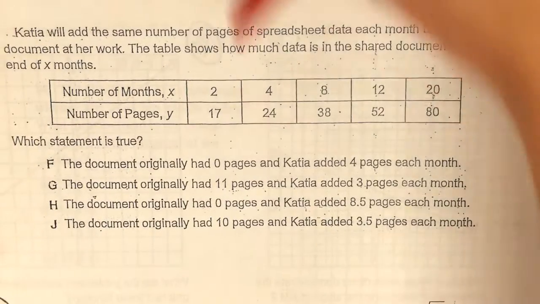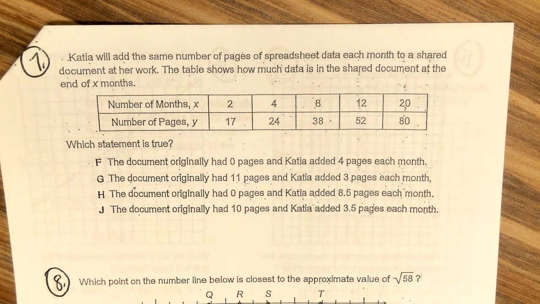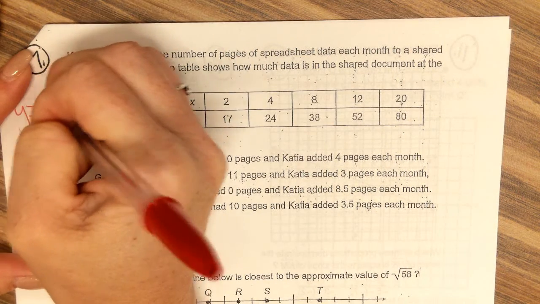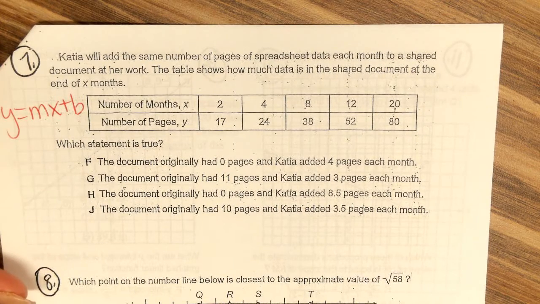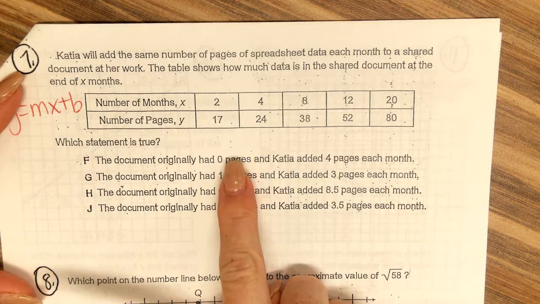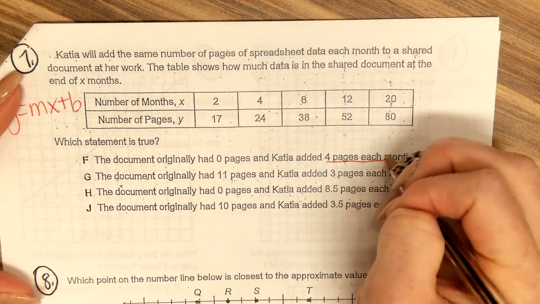Number 7 is a slope and y-intercept problem. You have to take the answer choices and make them into y equals mx plus b. So write that right here. So look at choice F. It says the document originally had 0 pages and Katia added 4 pages each month.